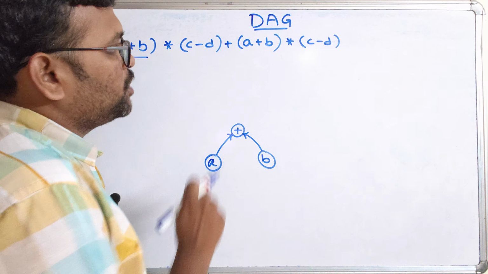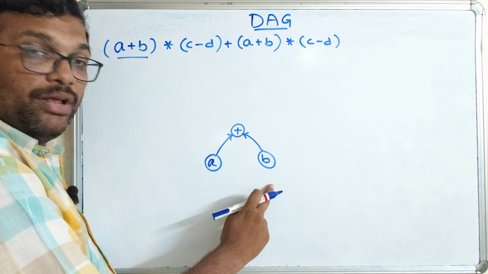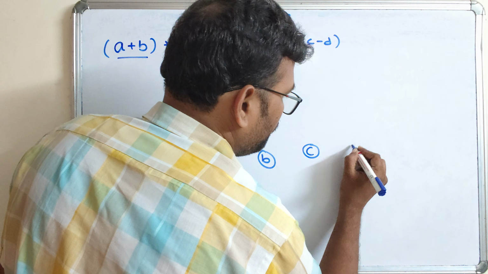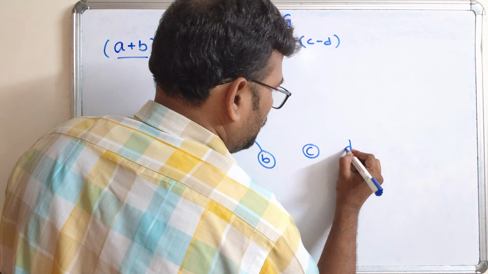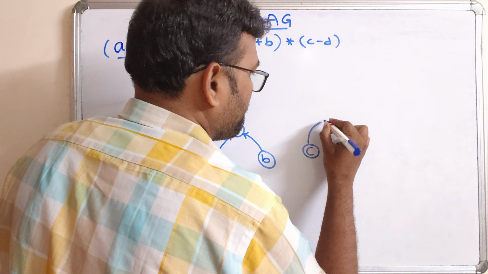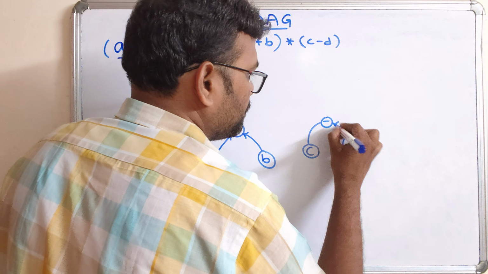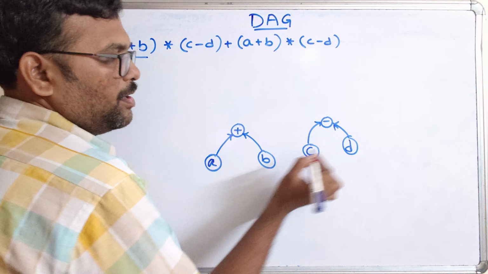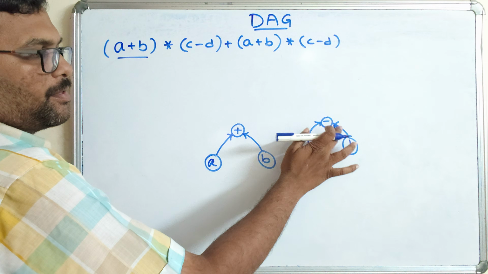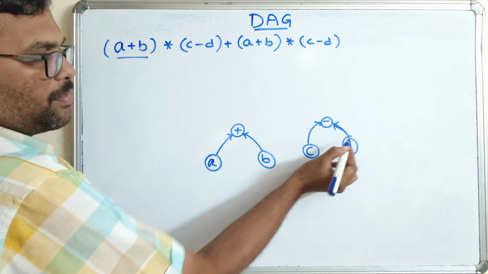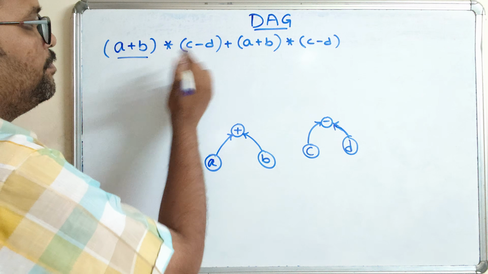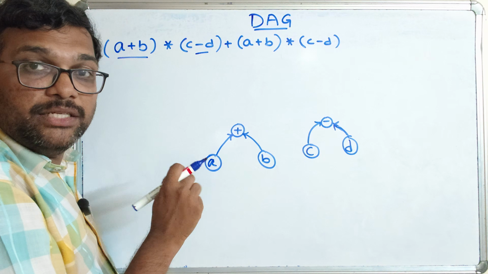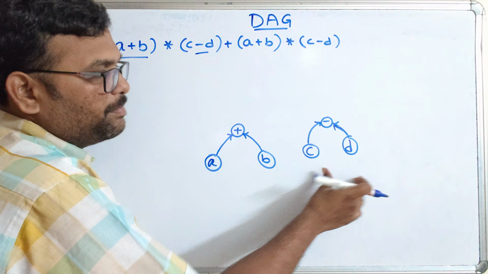Then C minus D. C is not available, D is not available, and minus is also not available. So simply I will write here C, D, minus. Then A plus B. Again A and B, the values will not be changed. So A and B. Again C minus D.